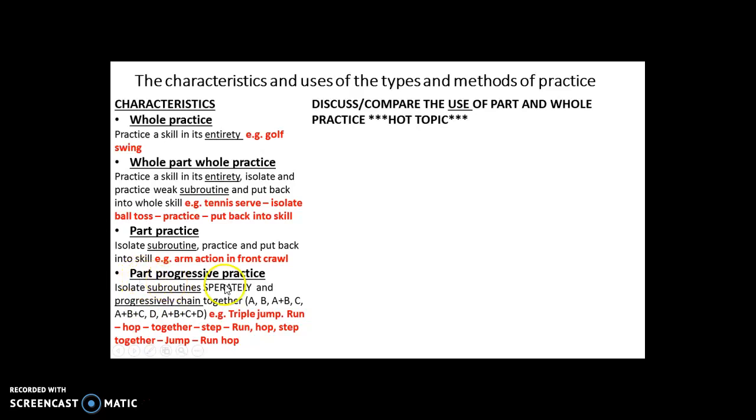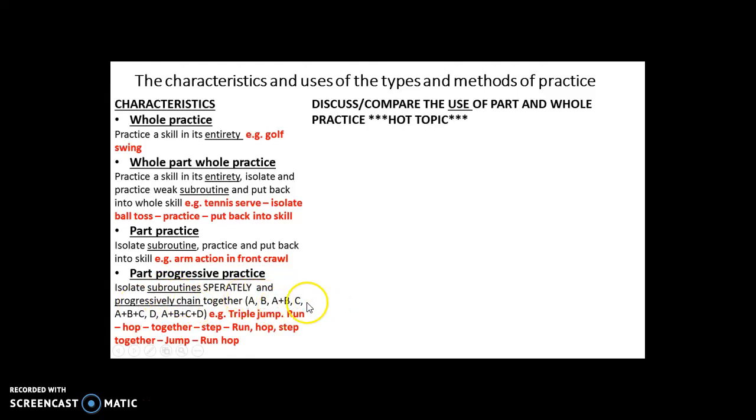Following there, part progressive. Now, the key thing here, so far we've had translation words. We've had part equals subroutine, whole equals entirety, and that's allowed us to answer all of these. Now what we get is something that has an extra word that's not to do with whole or part. So we've got part progressive practice. When you have part progressive practice, you've got to understand this translates to progressively chaining, or chaining. So what you do is you isolate a subroutine, or each subroutine, separately and then progressively chain them together.